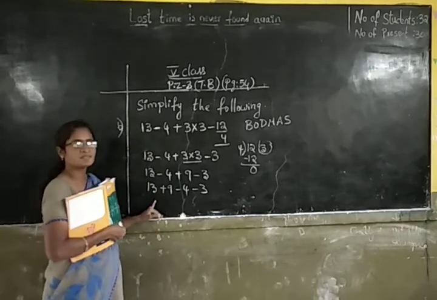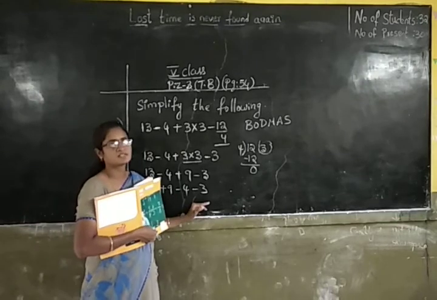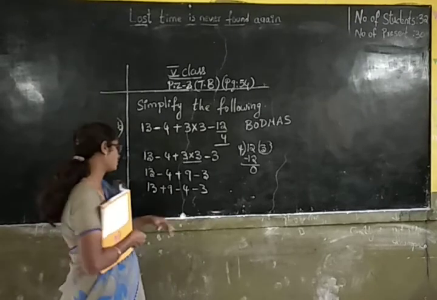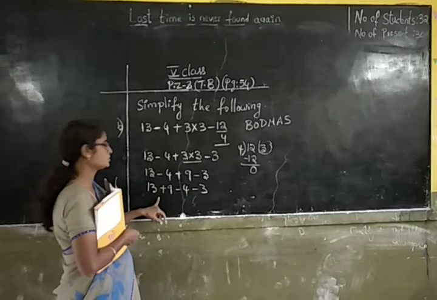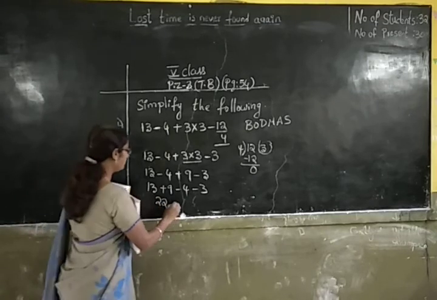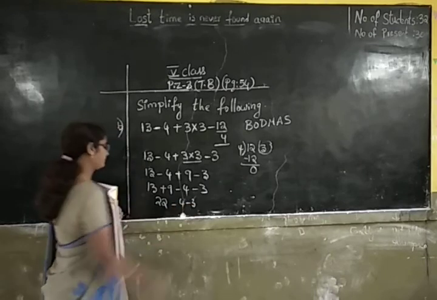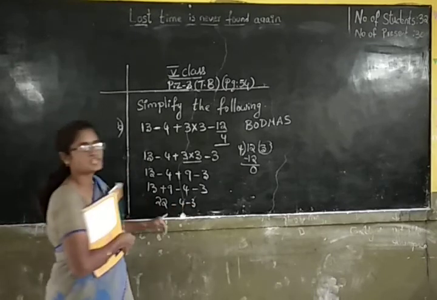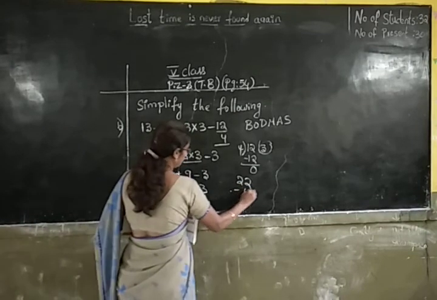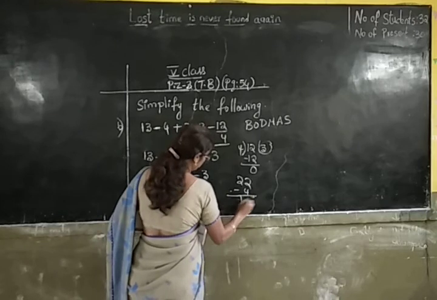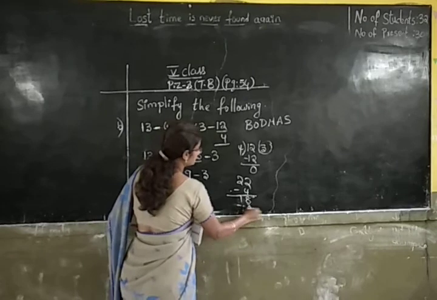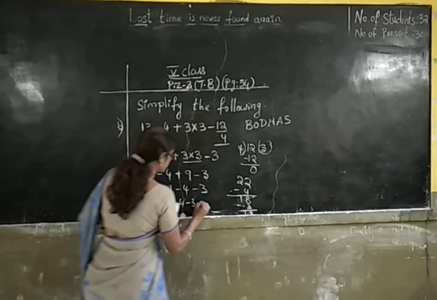First I have arranged the numbers with the addition symbol, then I have arranged the numbers with the subtraction symbol, because first we have to do addition and then we have to do the subtraction. So 13 plus 9 is how much? 22. 13 plus 9 is 22. 22 minus 4 minus 3. Okay children. After doing the addition, we have to do the subtraction. First let us subtract 4 from 22. 22 minus 4 is 18. Then let us subtract 3 from 18. So 18 minus 3 is 15.